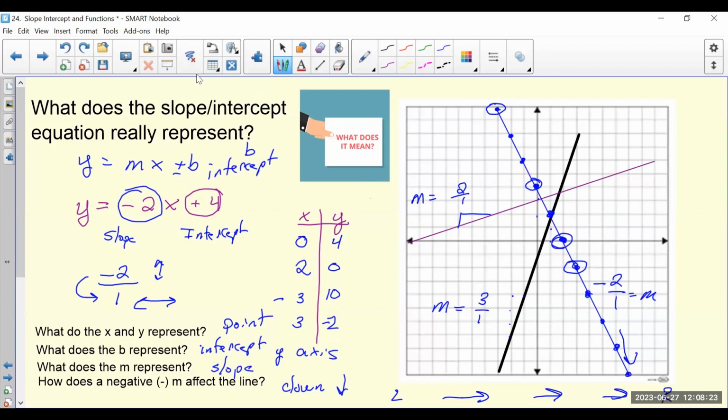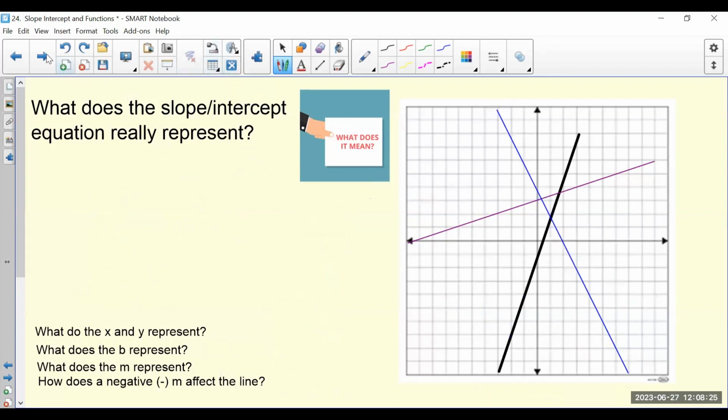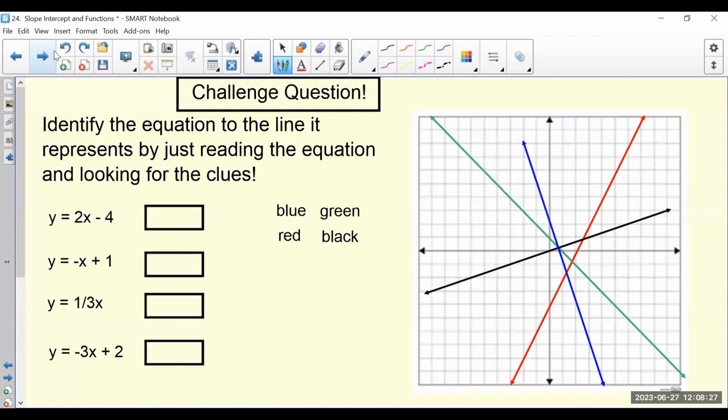All right, now, final test. Here you go. The next page. We're almost done. I've got 4 lines on this graph. This is your challenge. Looking at these equations, which of these equations represents which of these 4 lines? Now, if you can do this, and you couldn't do this before, you have really learned something.